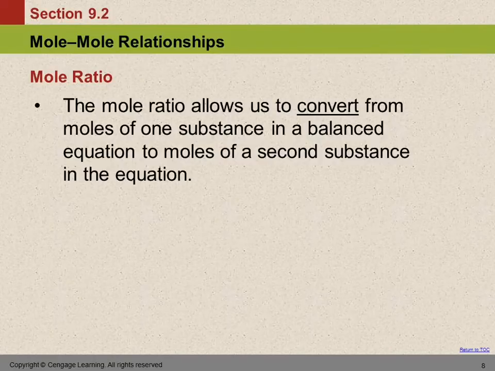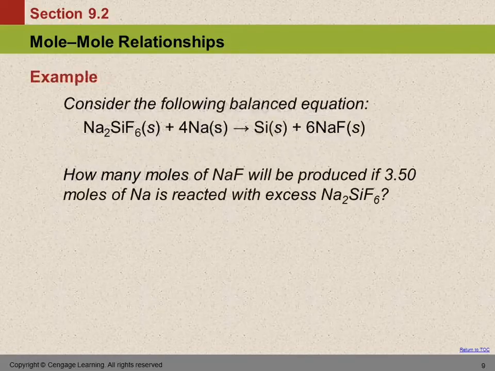So we can use that balanced chemical equation to essentially convert from moles of water to moles of hydrogen. And we do that by using a mole ratio. It tells us how many moles of water is equivalent to how many moles of hydrogen, or whatever we're interested in. So the mole ratio allows us to convert from moles of one substance, which could be a reactant or a product, to moles of another substance, whichever one we're interested in. So there's actually a lot of information in this balanced chemical equation.